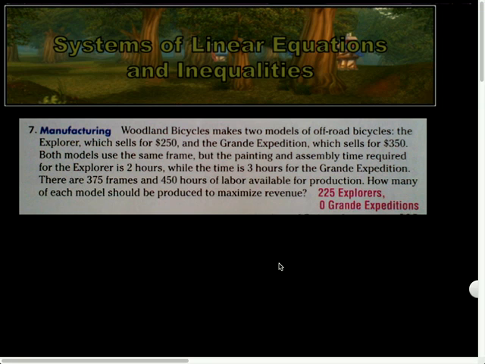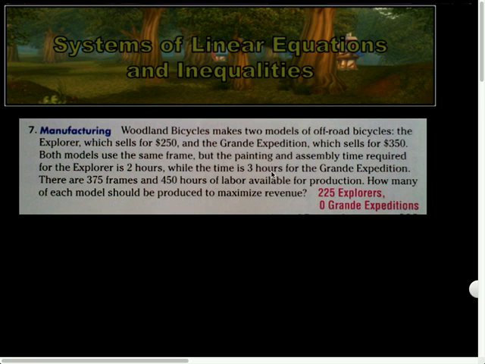We're talking page 115, linear programming again. We're going to take a look at questions 7 and 15 in this video. So it says, Woodland Bicycles makes two models of off-road bicycles. The Explorer, which sells for $250, and the Grande Expedition, which sells for $350. Both models use the same frame.